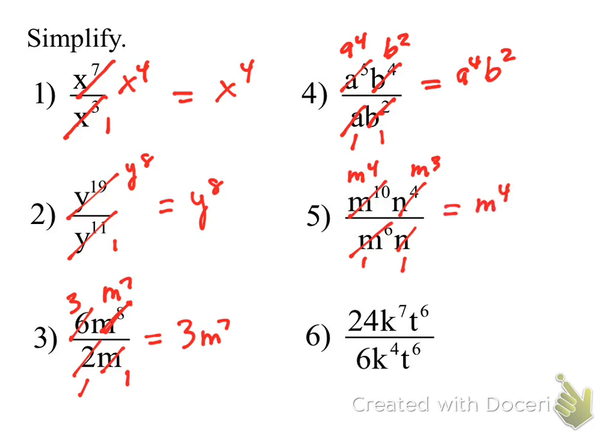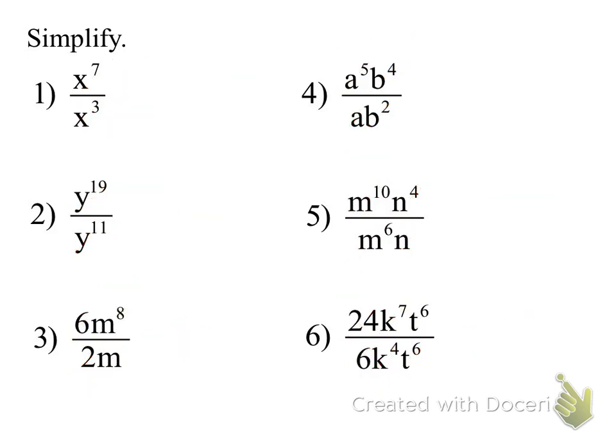So it's m to the 4th, m to the 3rd, and even this one. 6 goes into 6 once, into 24 4 times. I can take this out once, and I'm left with k to the 3rd. And these, I'm left with 1, so it's 4k to the 3rd. All right, I had to go through that very quickly.